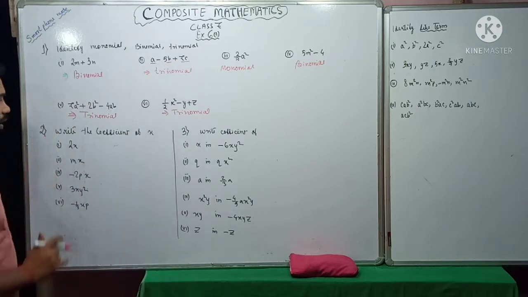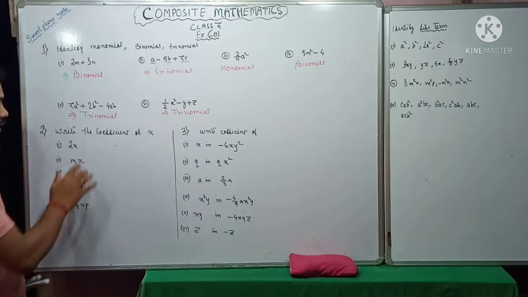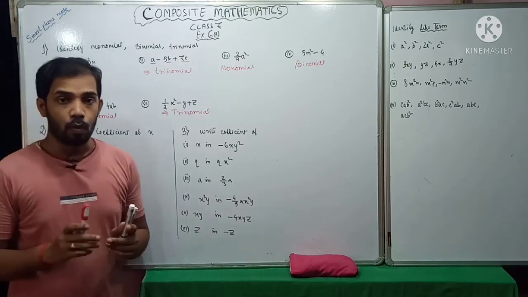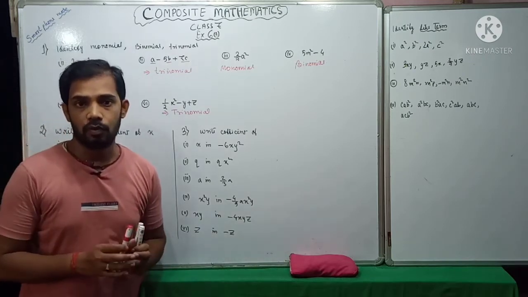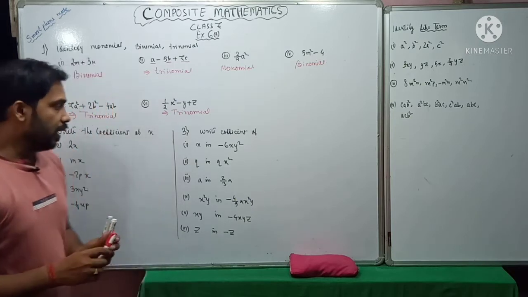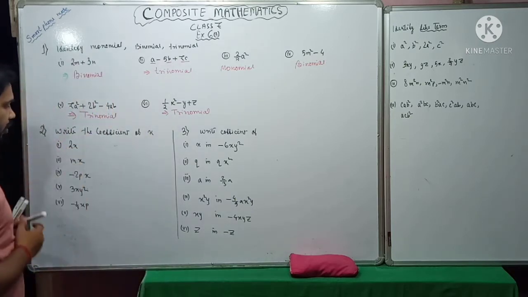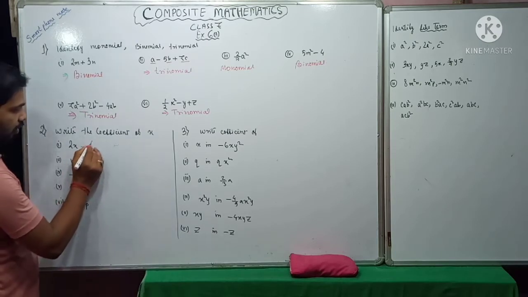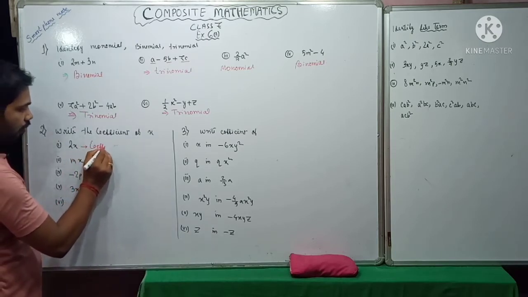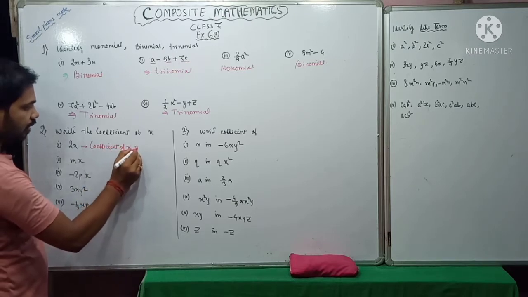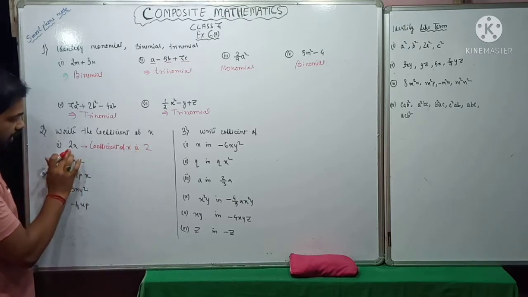Now we will go for question number 2. What is given in question number 2? You see coefficient of x. I have discussed in detail what a coefficient is and the types of coefficients. Here it is asked to find the coefficient of x. Now you see here, coefficient of x is 2. Here coefficient of x is 2.